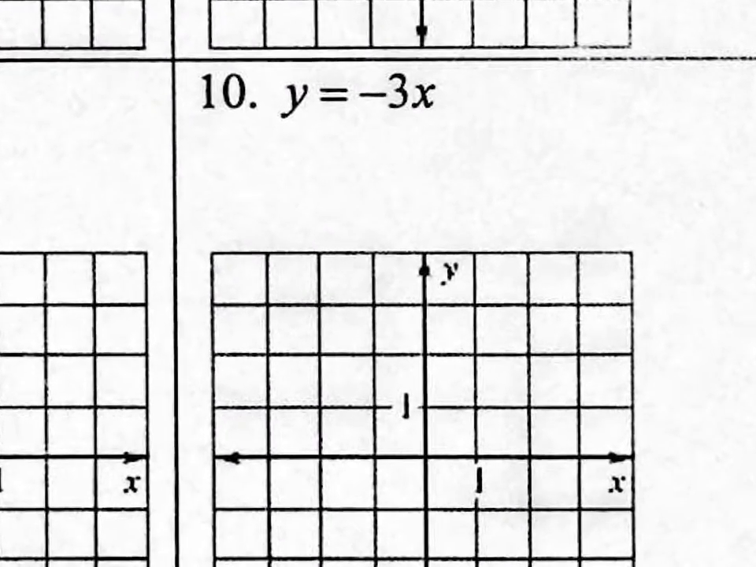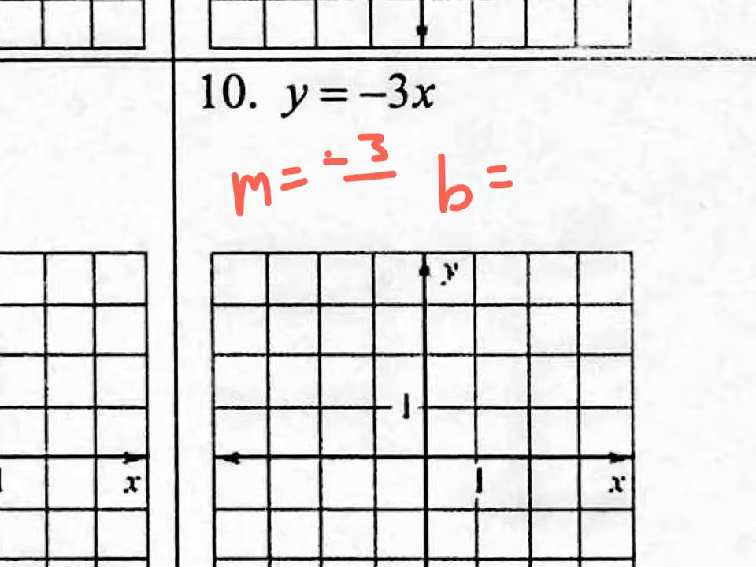Let's look at number 10. What is the m and the b on number 10? What's the m value? -3, and if you want it in the form of rise over run, you're going to say -3 over 1, correct? Yes, correct. Okay, so you're going to put -3 over 1.